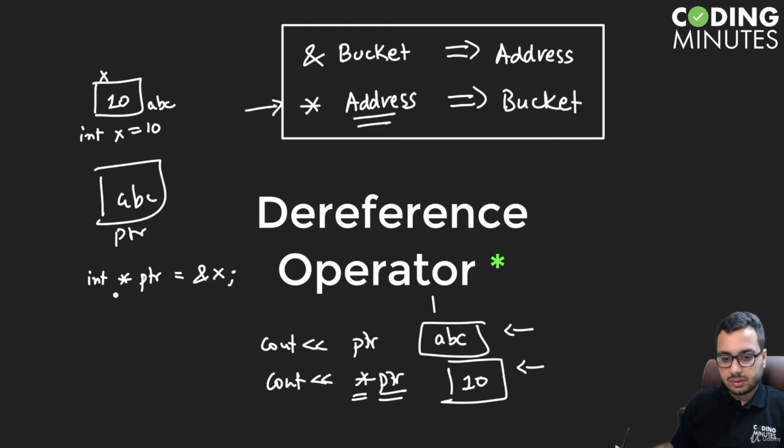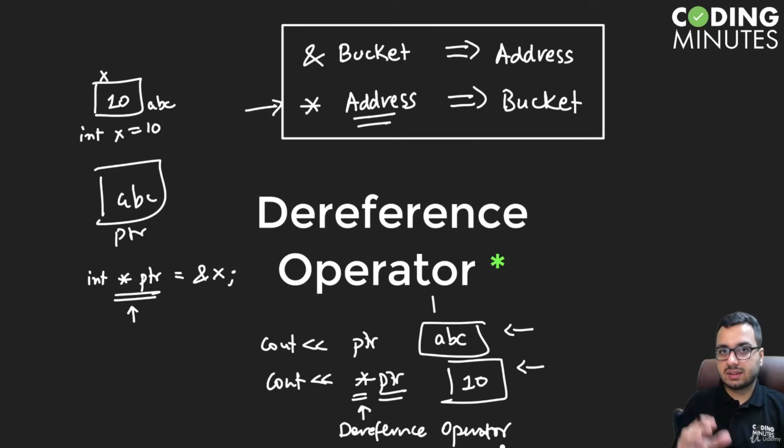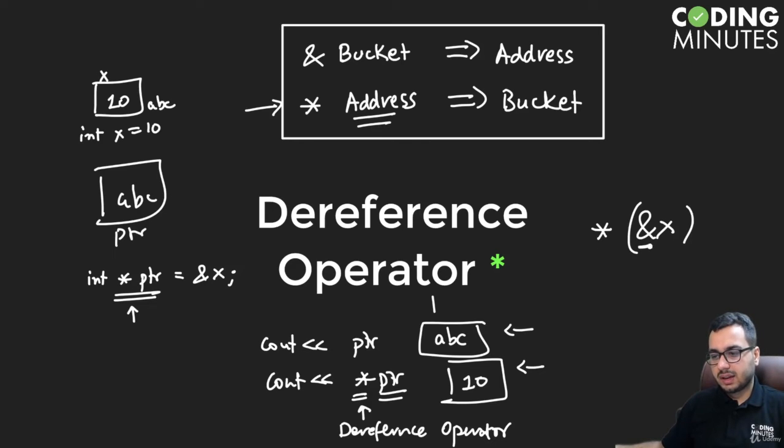Here we are using a star to create a pointer variable, but here we are using star as a dereference operator. So this is the meaning of dereferencing. If you want to access a value through its address, then we will use the dereference operator. Or, if I say ampersand of x will give me the address, and if you put a star here, then also you will get the same result. You're first finding the address, then using star you are finding the bucket.